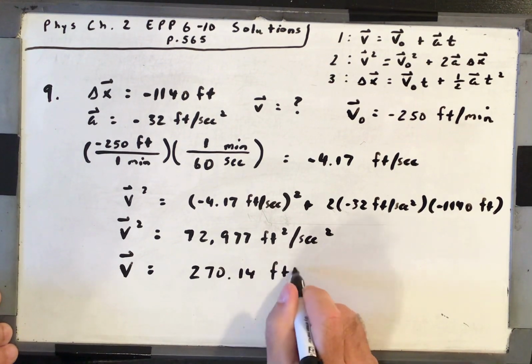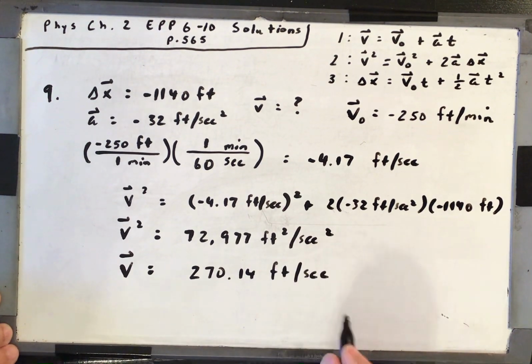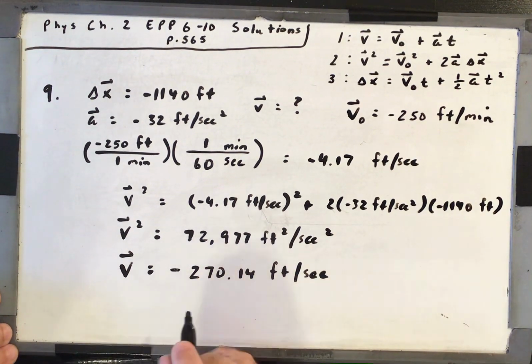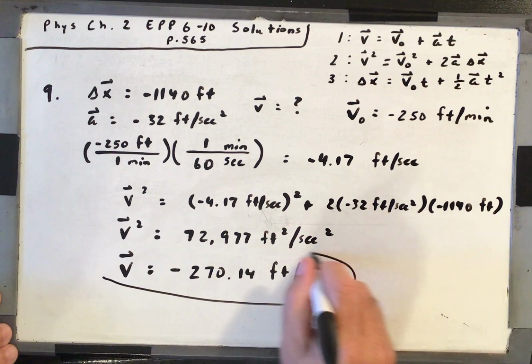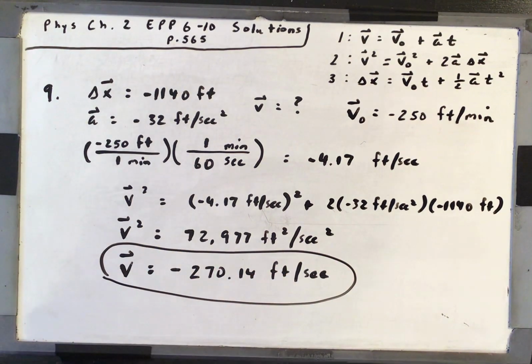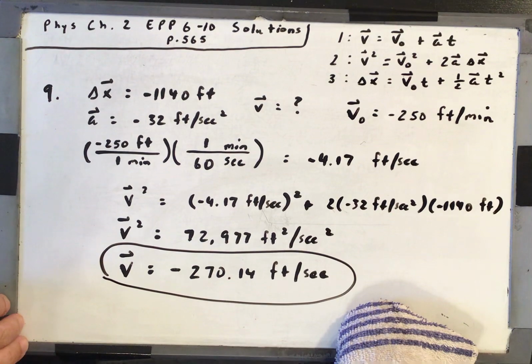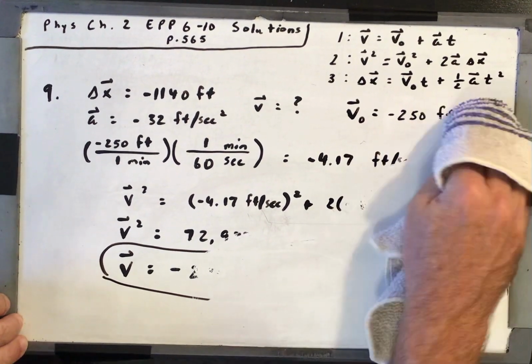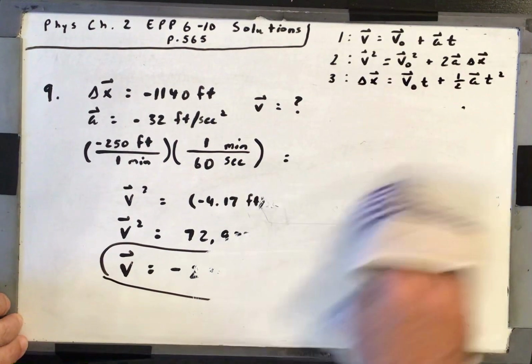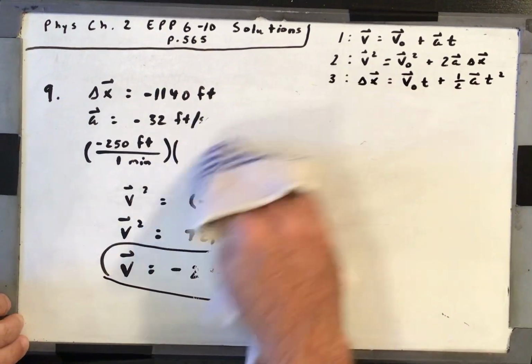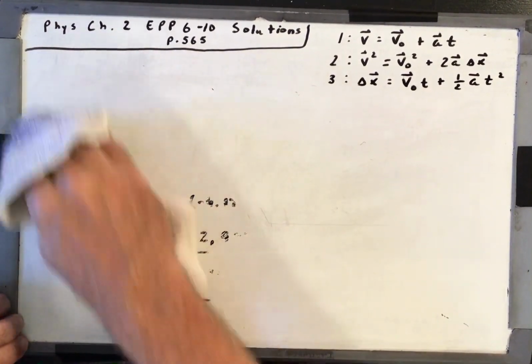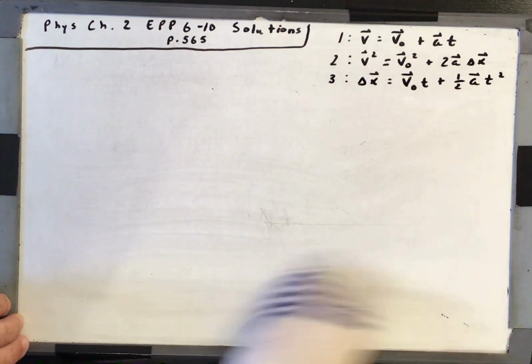feet per second. But what have I not done to complete this? All right, it needs a negative, just like in the last one. We're going down. All right, don't make that mistake on the test. Make sure you think about what you're doing. Don't just put the numbers in your calculator, but think about what you're solving for. Think about the situation.